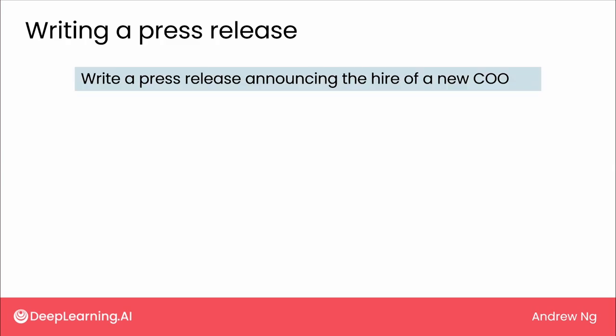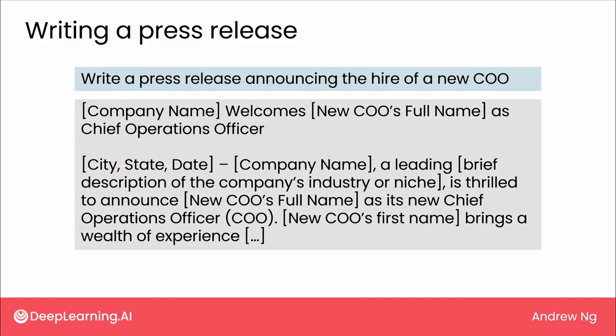You can also use a large language model, again, maybe the web interface version, to write some copy for you. Let's start with an example. If you were to ask it to write a press release announcing the hire of a new COO, a new Chief Operating Officer for your company, it may come up with a piece of text like this. Company name welcomes new COO's full name, and so on and so forth. And this is a pretty generic press release.